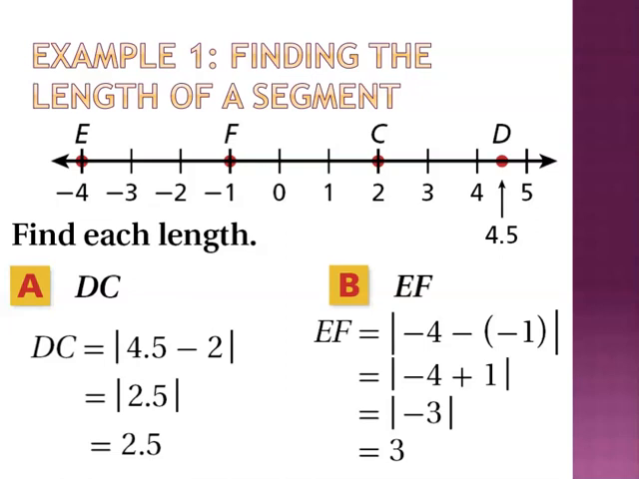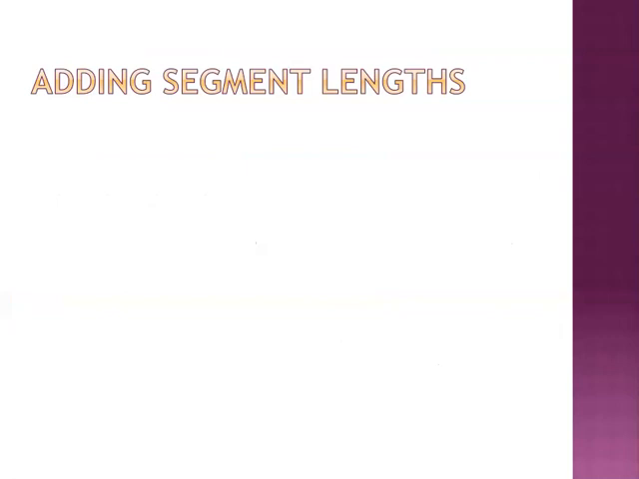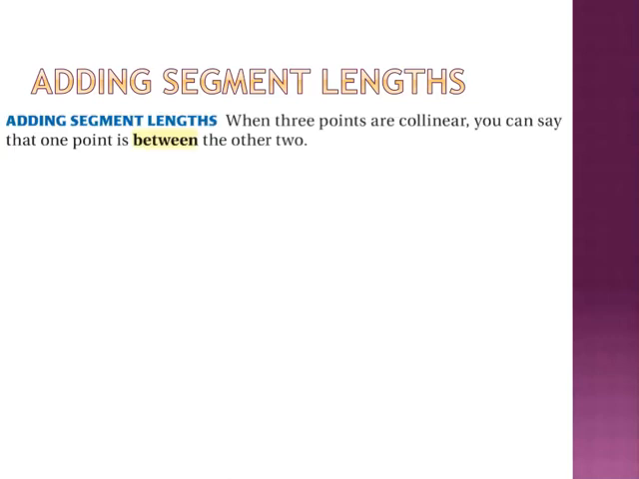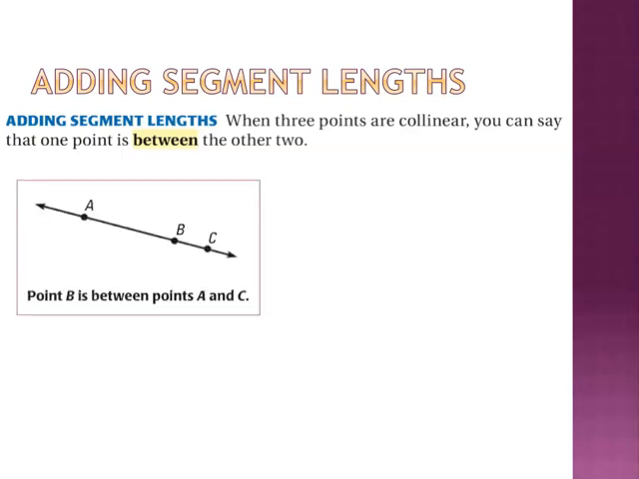Alright, the next is, what about when you have multiple line segments and we want to talk about adding them? So when 3 points are collinear, so when 3 points are on the same line, you can say that one point is between the other 2. So for example, here we have point B, which is between points A and C.